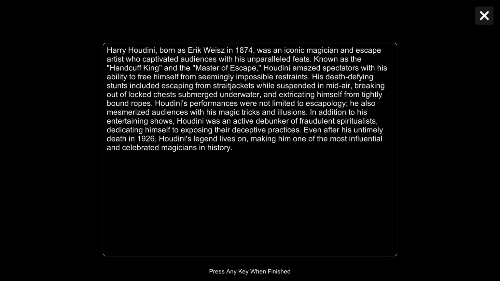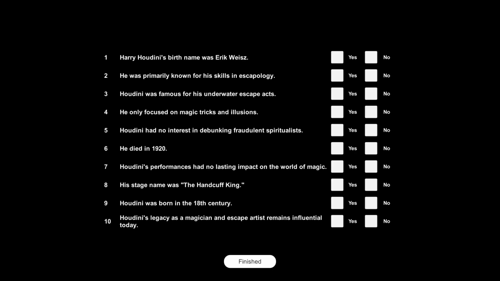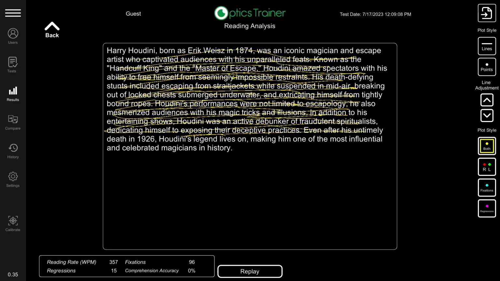The user will be instructed to gaze at the dot, to read the passage, then press any key when they are finished. Once finished, the user will be prompted to answer some yes or no questions. Then they'll click Finished when they are done. The results will be plotted on the passage as shown. There are various plots that also can be displayed.